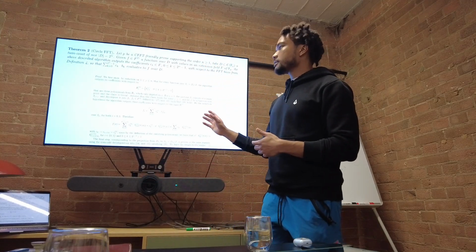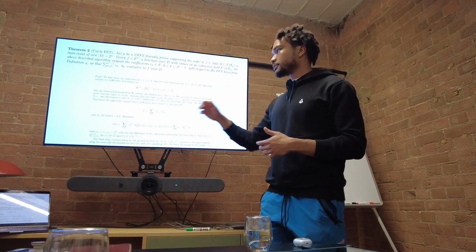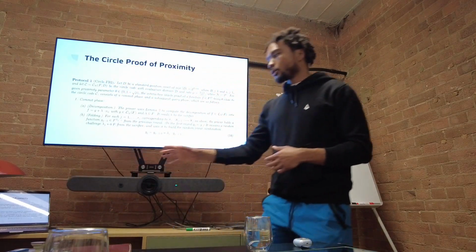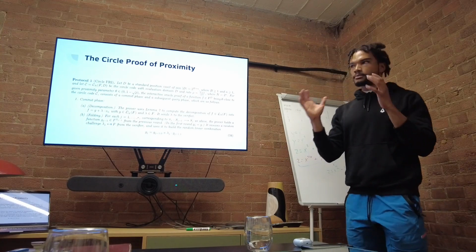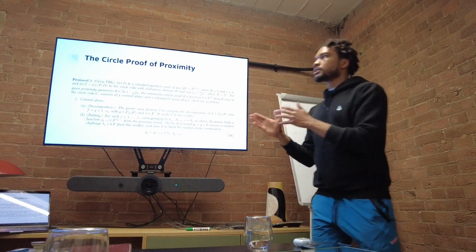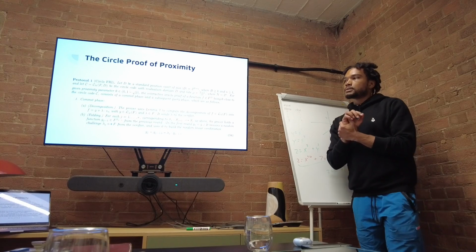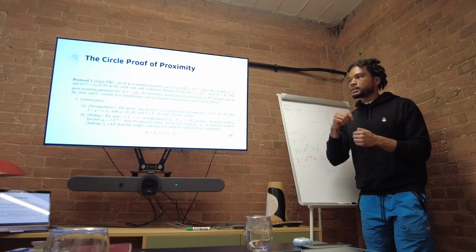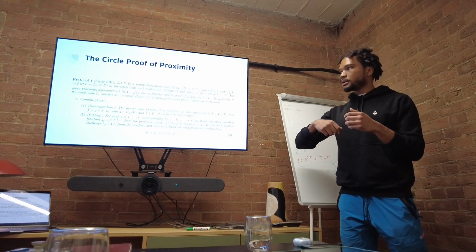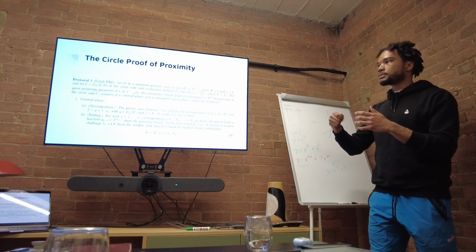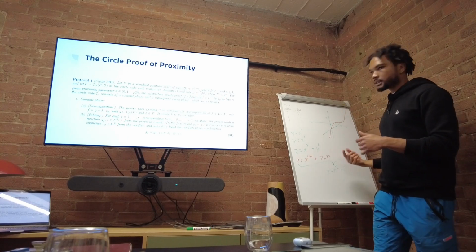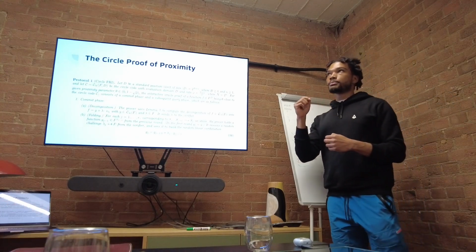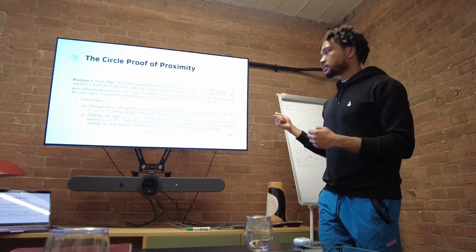So this is the circle FFT. This is a really high level overview. The math details are wicked. But this is the important part of the paper. This is the meat of the paper, which is the circle proof of proximity. So what the prover is going to do is create this evaluation function over the domain, and then take this polynomial and create Merkle commitments to evaluations of it.